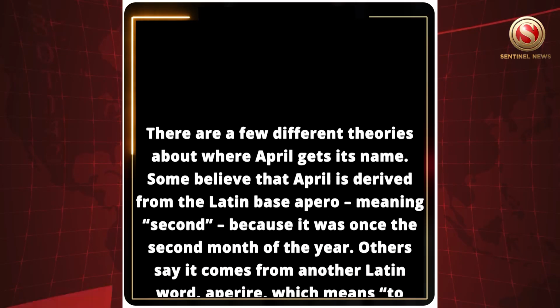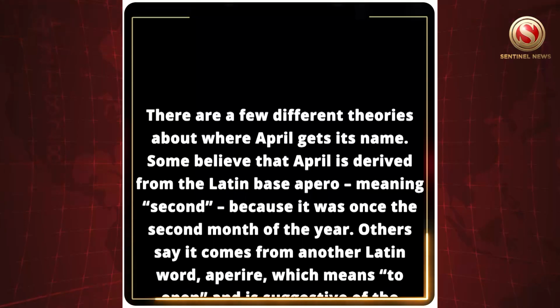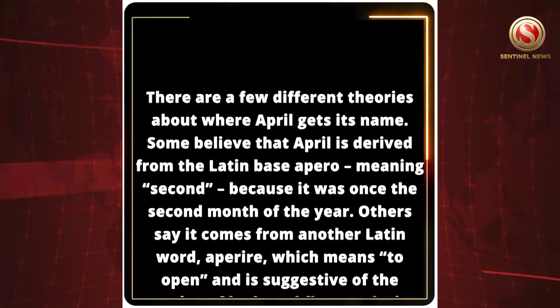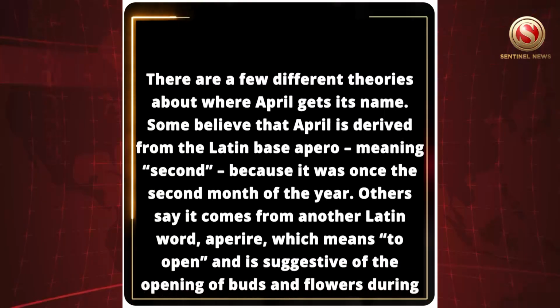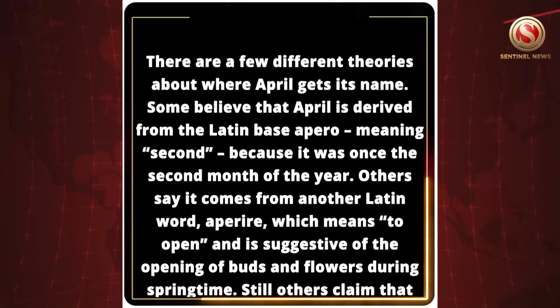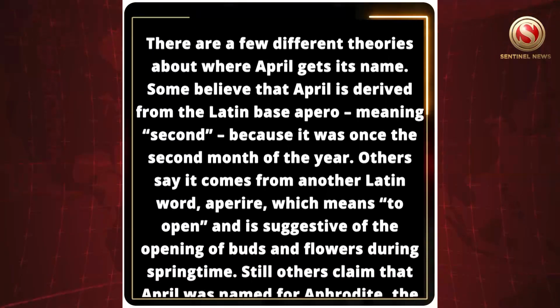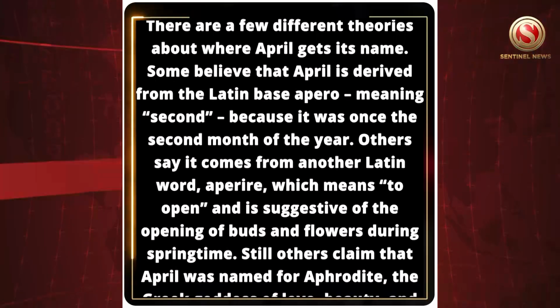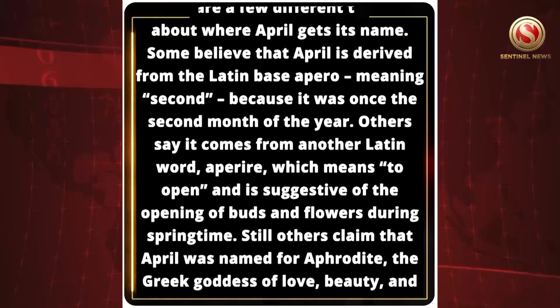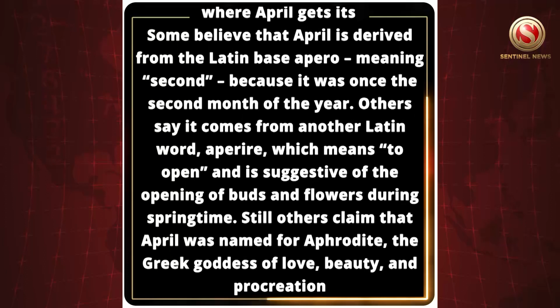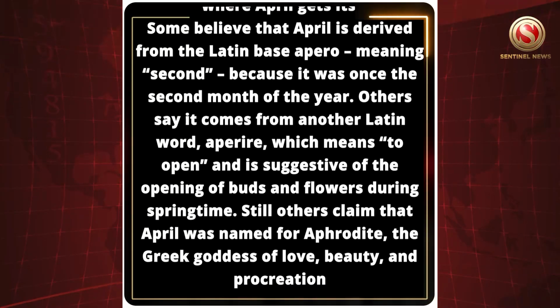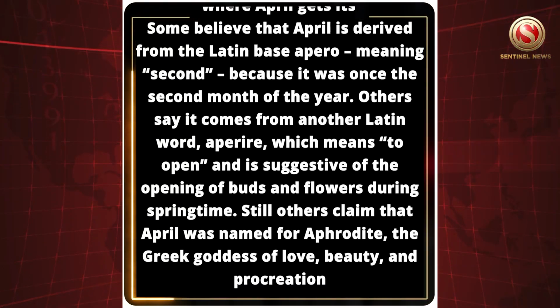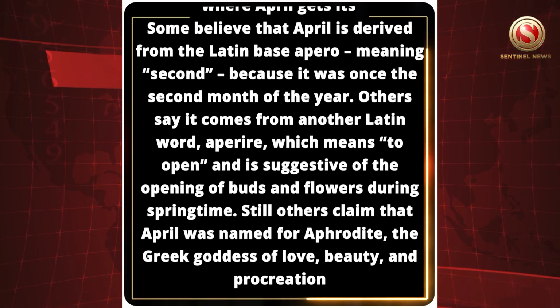There are a few different theories about where April gets its name. Some believe that April is derived from the Latin base apero, meaning second, because it was once the second month of the year. Others say it comes from another Latin word, aperire, which means to open and is suggestive of the opening of buds and flowers during springtime. Still others claim that April was named for Aphrodite, the Greek goddess of love, beauty, and procreation.